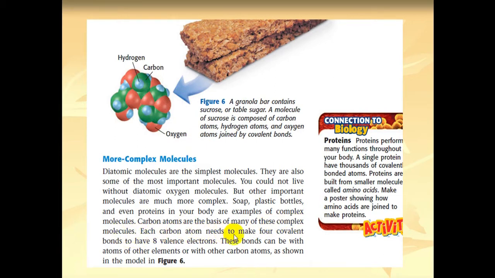Each carbon atom needs, as we said, 4 covalent bonds to have 8 valence electrons. These bonds can be with atoms of the same element, or they can share the electrons with other elements, as we see here, hydrogen and oxygen. Okay, grade 8, so this was everything for the covalent bond.